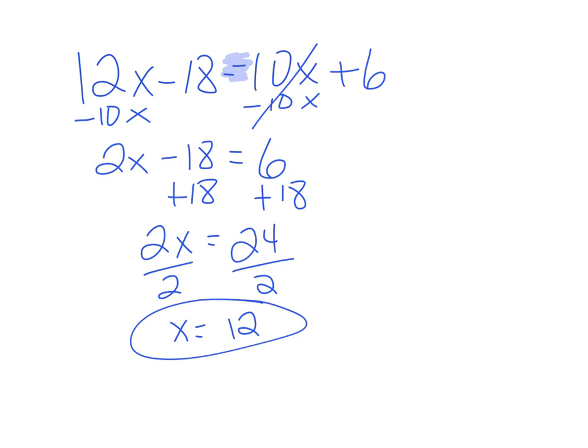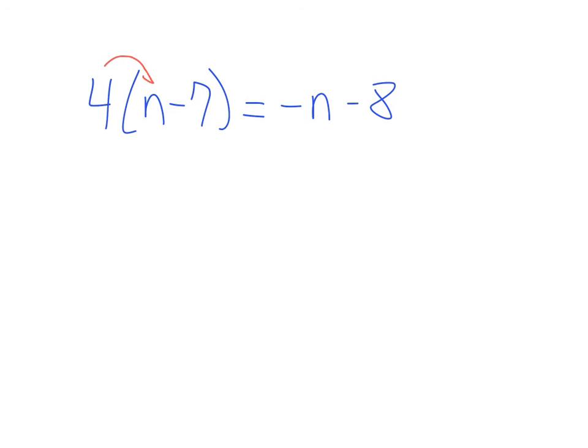Alright, so let's look at another one that's a little bit more involved than this one. Let's do 4 times n minus 7 equals negative n minus 8. Sometimes you have an equation that has parentheses in it, and when we have parentheses, what we need to do is distribute. That means I need to take this 4 and multiply it times everything that's inside my parentheses. That means 4 times the n and 4 times the negative 7. So 4 times the n would give me 4n. 4 times the negative 7 would give me the minus 28.